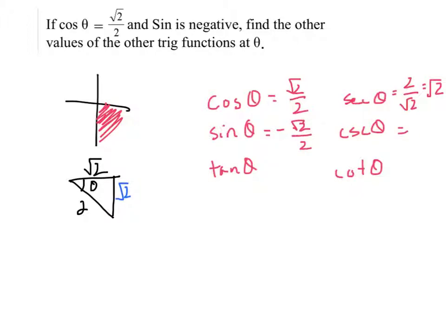And again, we could go through the process of writing this down as the reciprocal or rationalizing, but since they're the same, just with an opposite sign, if secant is square root of 2, cosecant must be negative square root of 2.